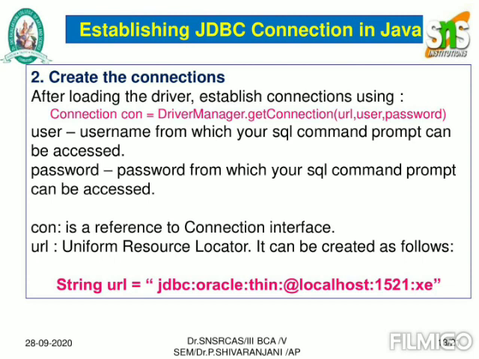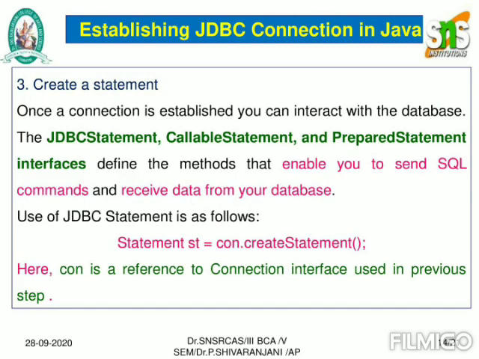The next is your con. Con is nothing but a reference to the connection interface, and URL is the uniform resource locator. It can be created by using the following syntax: create a String url equal to, within double quotes, "oracle:jdbc:oracle:thin:@localhost:1521:xe". So this is the one which will help you to load your URL.